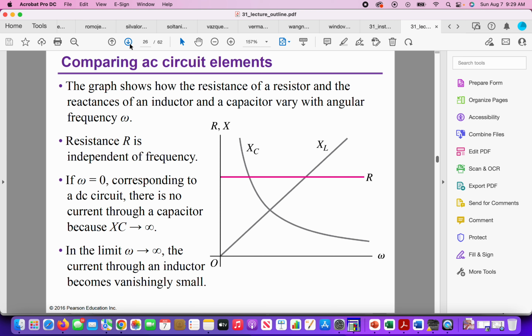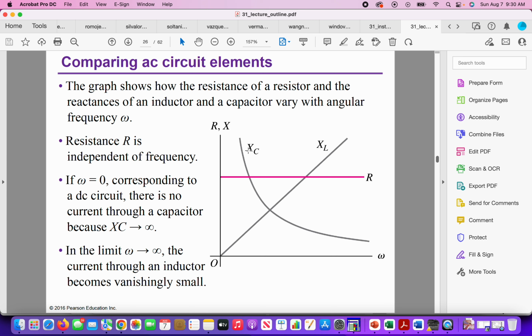Now, comparing AC circuit elements, the graph shows how the reactance or resistance varies with omega, the angular frequency. It's the same thing as frequency, because omega is 2 pi f. Here the resistor is independent of the frequency, so it stays the same. For the inductor, the reactance increases linearly with frequency, because XL equals omega times L.